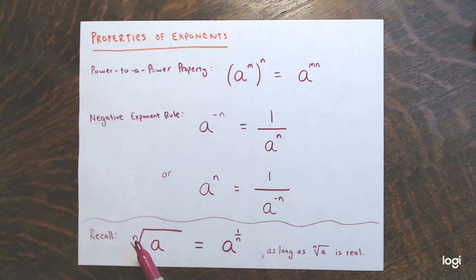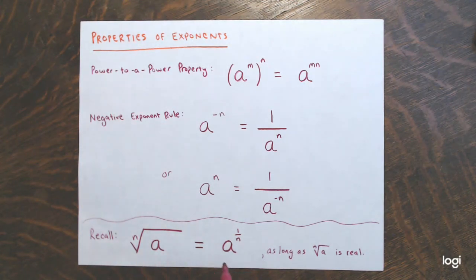And odd roots, cube root, fifth root, seventh root, etc., of a positive number will result in a positive number. Cube root, fifth root, seventh root, an odd root of a negative number will result in a negative number. And also the odd root of 0. Any root of 0 is just 0.